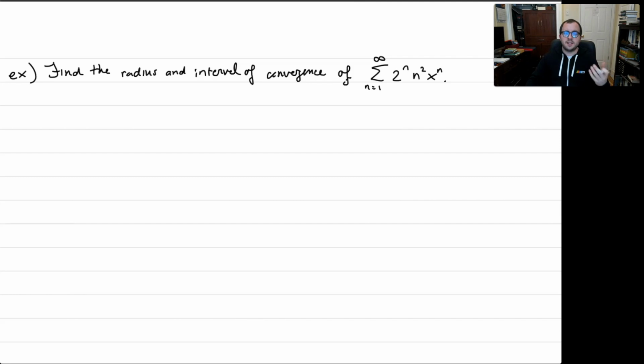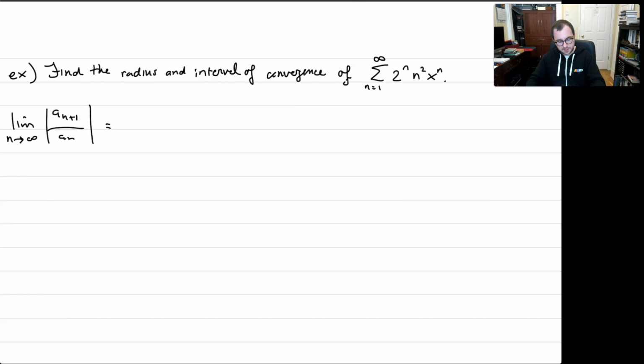Let's find the radius and interval of convergence of this series, 2 to the n times n squared times x to the n. Same old story, we've got some exponent in there, so we're going to use the ratio test. So let's evaluate the limit of absolute ratios. This is nice because it doesn't involve a fraction.